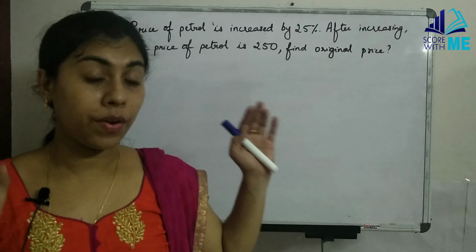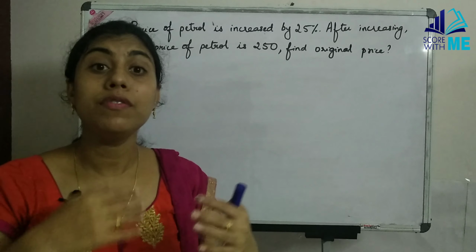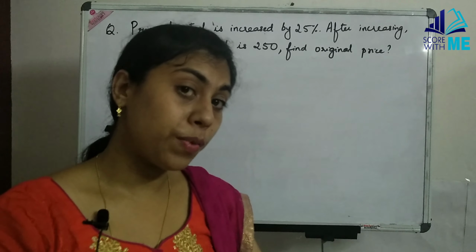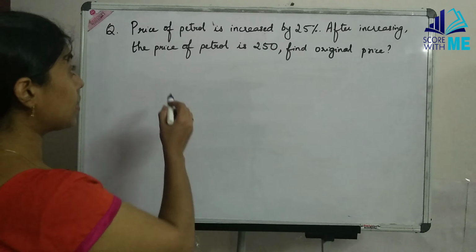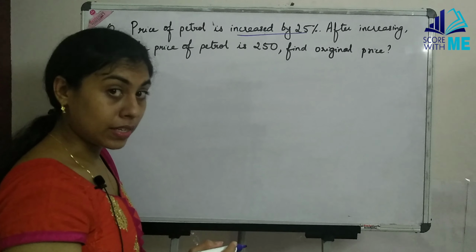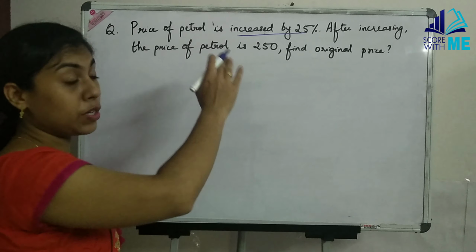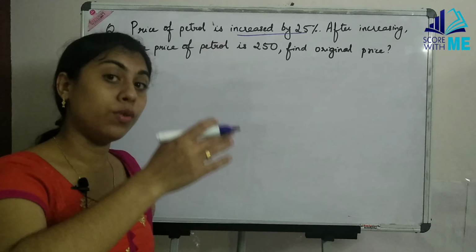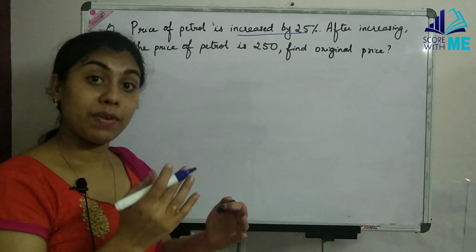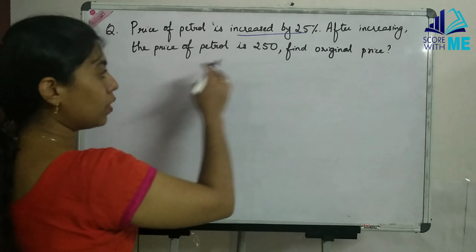I have taken here a question just to explain to you how a percentage increase or a decrease is to be taken in solving numerical sums. So here let us consider this question. Price of the petrol is increased by 25%, and after increasing, the price of petrol is 250 rupees. We need to find the original price. That means the petrol's price before increasing.